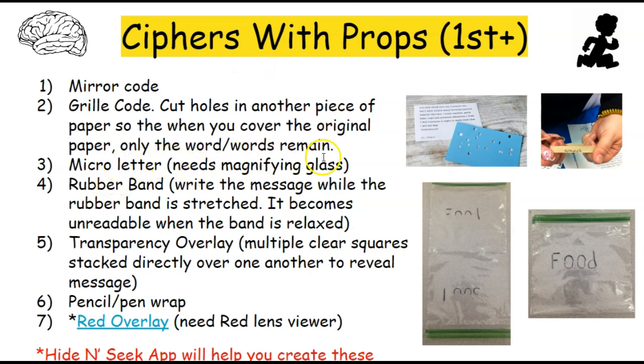Microletter code, you'll need a magnifying glass for. You basically just write something very small on a piece of paper that is hard to read unless students are using a magnifying glass. When they use the magnifying glass, they can see it.